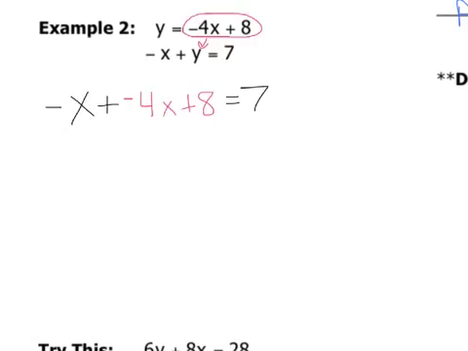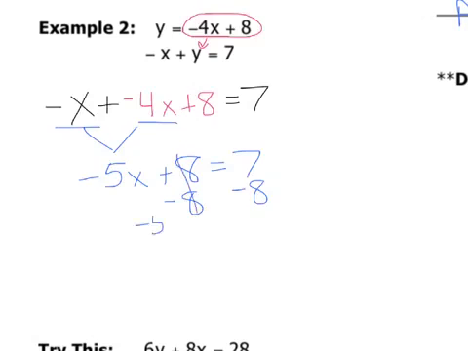Okay? Now all I have to do is solve the equation. I see variables on the same side. So what is negative x plus negative 4x? Negative 5x. So these become negative 5x plus 8 equals 7. And now I'm just solving. Minus 8, minus 8. Negative 5x equals 7 minus 8, which is negative 1. Divide by negative 5 on both sides. A negative divided by a negative is a positive. And on your calculator, 1 divided by 5 should give you 0.2. Or you could leave it 1/5 if you wanted to, or you can make it 0.2.